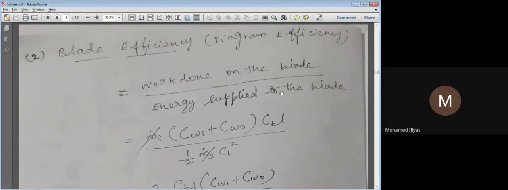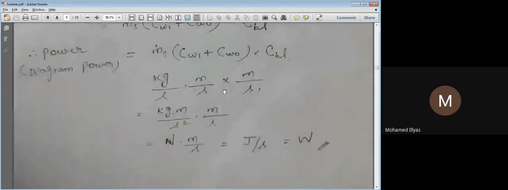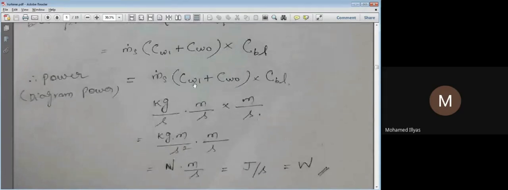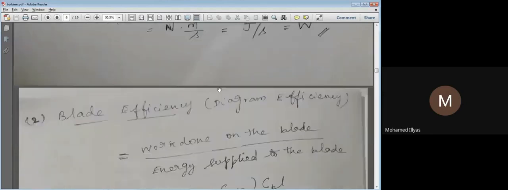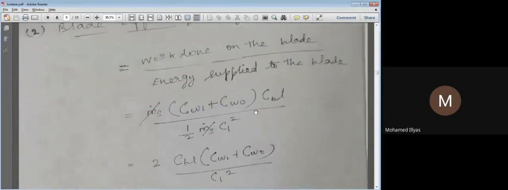Already we have the work done on the blade: this is m dot s into cw1 plus cwo into cbl, so I will put that. Energy supplied is nothing but the kinetic energy of the steam only. We are using a nozzle, expanding the steam, and impinging it on our turbine blades. So this is nothing but the kinetic energy, half m v square. You might have studied that half m v square is the kinetic energy.